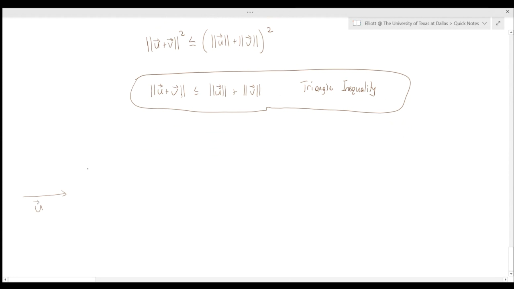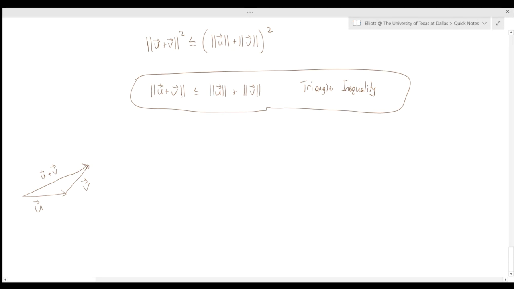But if we connect u and v head to tail, we know that there's some third edge of this triangle here. So the triangle inequality is saying that the length of one edge of a triangle is less than or equal to the sum of the remaining two lengths. So this is a well-known geometric fact about triangles, and that's where the name of this inequality comes from.